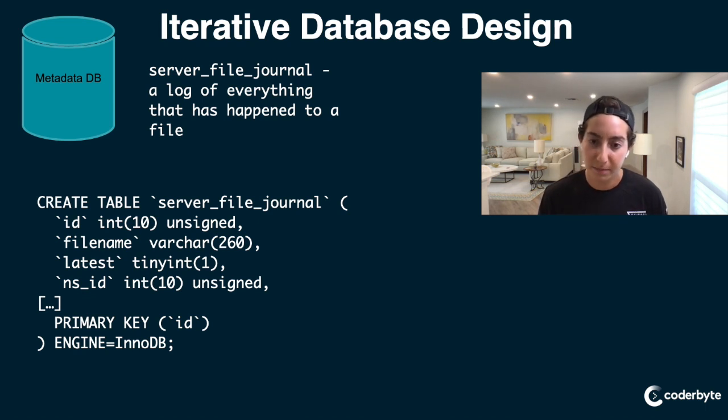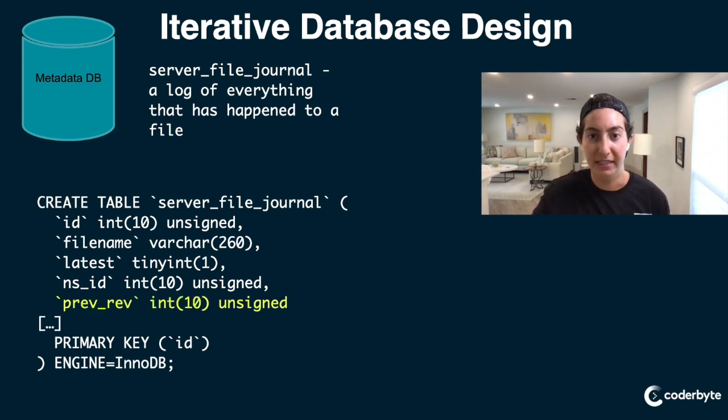There were a few other things on the table. The first iteration is that they added this concept of a prev-rev, or a previous revision, maybe. I don't know what that stands for. Reference, but that's with an F. I don't know. And you can see it's an int 10, which is the same as the ID. It's essentially just a pointer to the last known version of the file, so that for any server file journal entry, you can create a linked list back to what was the last one, what was the last one, what was the last one.